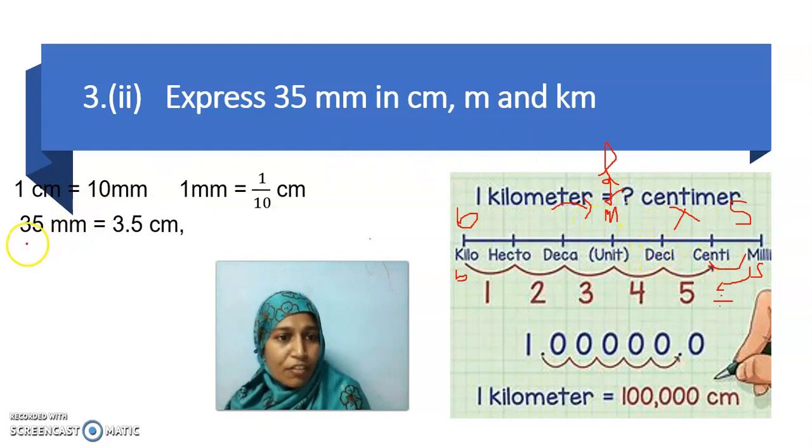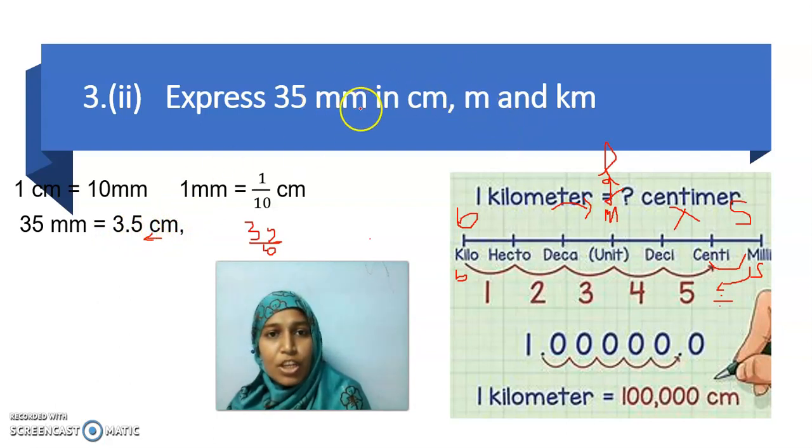So I have 35 millimeter. So I will have 35 by 10. How many zeros do I have in the denominator? Only 1 zero. So place the decimal point after only one number, from the back, not from the front. So I have 3.5 centimeter.